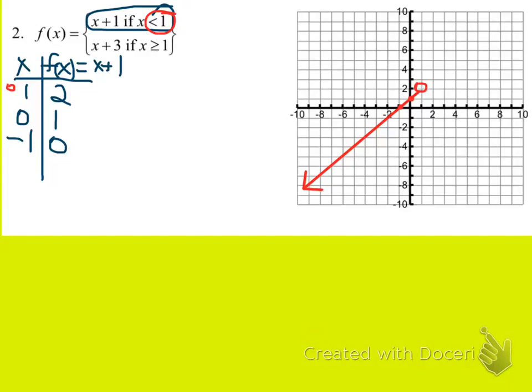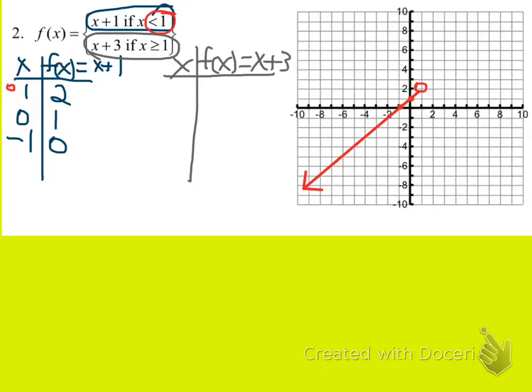Our second piece in our piecewise function, f of x equals x plus 3 if x is greater than or equal to 1. Go ahead and make our table for that. This time it says this only works if x is greater than or equal to 1, so we're going to represent that by a closed circle, which means we want to include 1, and then we're also going to put 2 and 3 there because those are greater than or equal to 1.